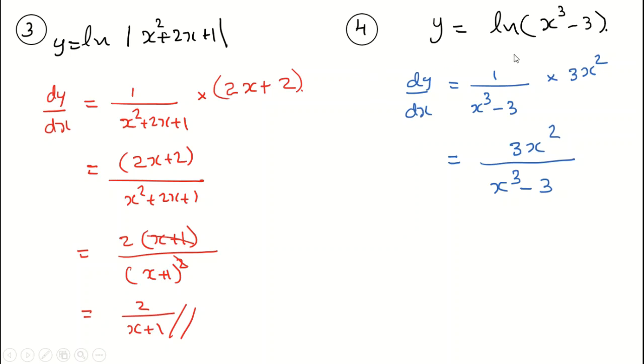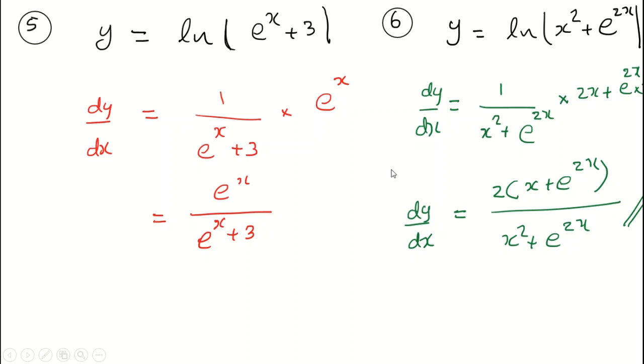Y equals ln of x cube minus 3. So 1 over x cube minus 3, this whole function, into the differentiation of this function, which is 3x squared. So 3x squared divided by x cube minus 3. Again, now you get y equals ln of e to the power x plus 3. So when you differentiate this, 1 over e to the power x plus 3 into, when you differentiate this one, it is e to the power x itself. So e to the power x divided by e to the power x plus 3.